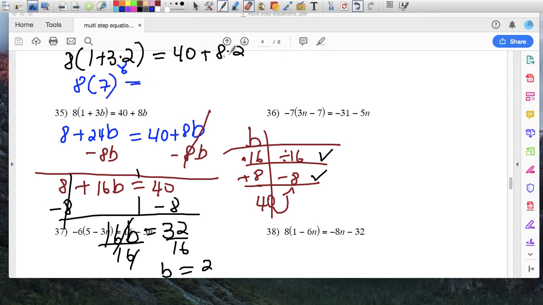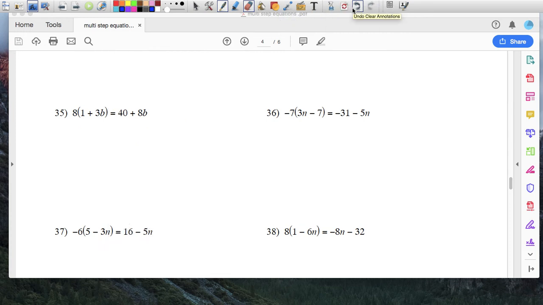On that side, 40 plus 8 times 2, a positive and a positive, gives me plus 16. So they both should equal 56. 40 plus 16 is 56. 8 times 7 is 56. So my solution check is correct. What was that, 35? 40, I think. 40.